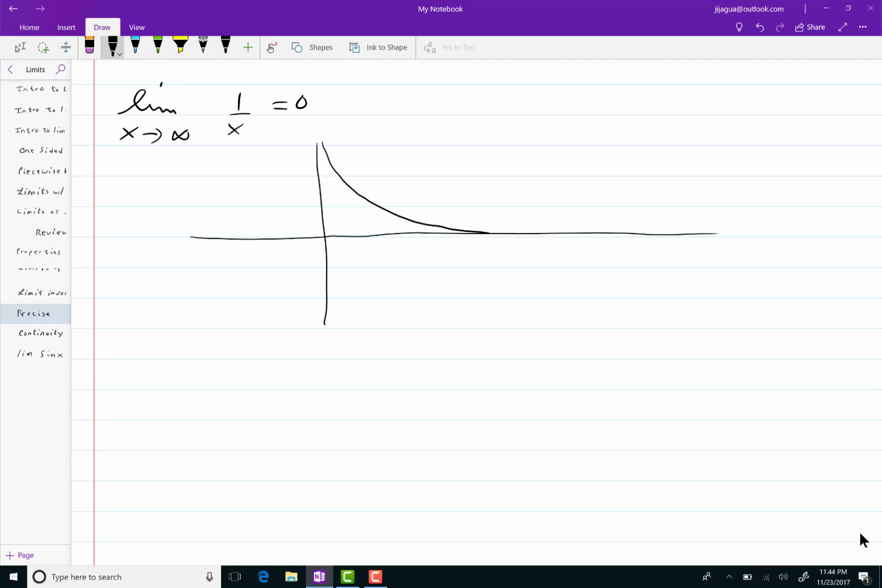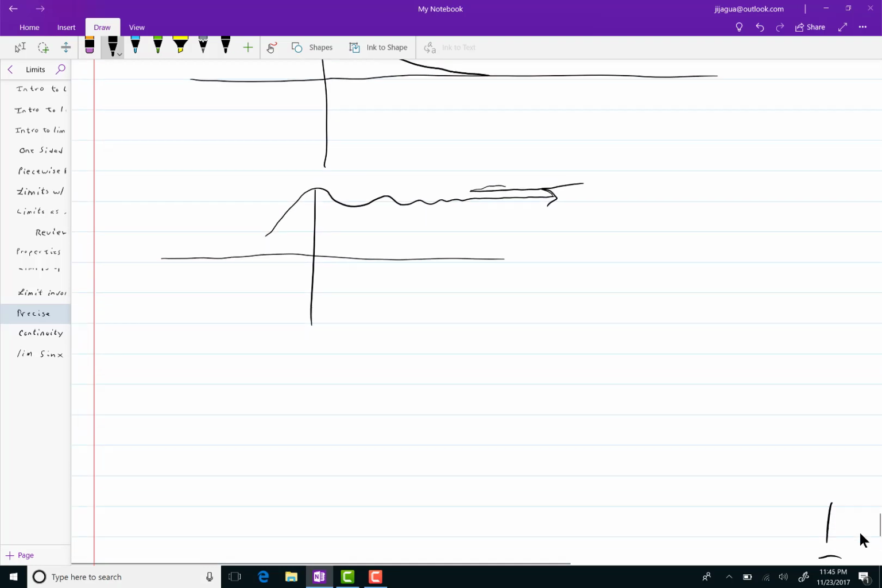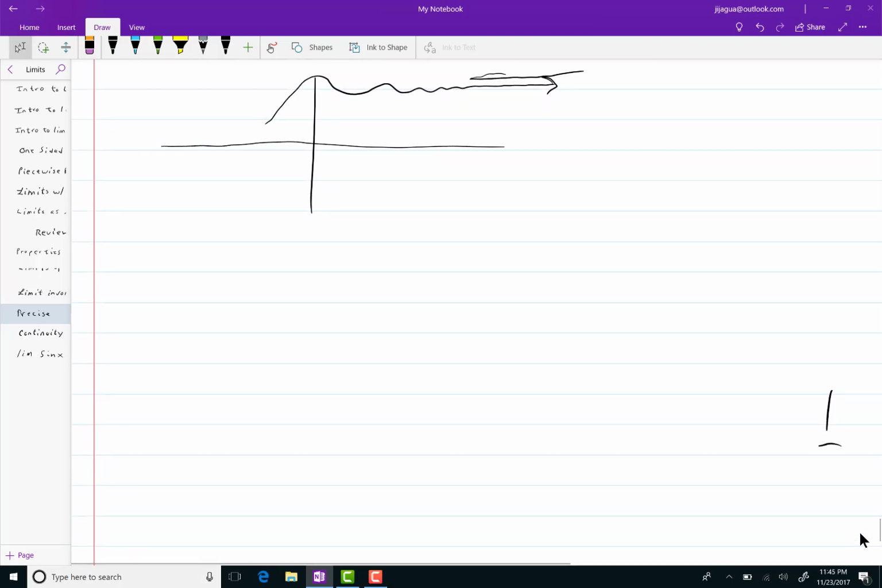You have other functions that might do something like this. Instead of actually going to 0, they may do something weird, but then they might smooth out and approach some sort of horizontal asymptote as x goes to infinity. Something along those lines. Well, the definition looks like this.